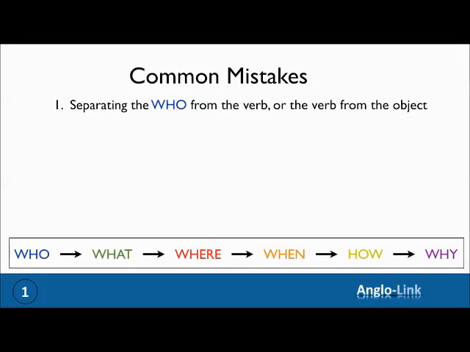Let's look at another example. Sam ate slowly his meal. This time, an element, how, has separated the verb from its object. Look at them in colors. Sam ate slowly his meal. Ate and his meal are both parts of the element what, and they should stay together. So let's move slowly to where it belongs. Sam ate his meal slowly.